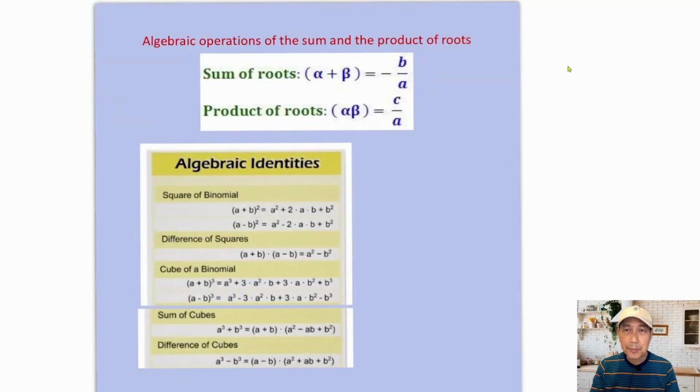In today's episode, we continue to learn about the sum and the product of roots. We'll explore related algebraic operations through examples. In the last episode, we introduced these two formulas. The sum of roots is negative B over A. The product of roots is C over A.